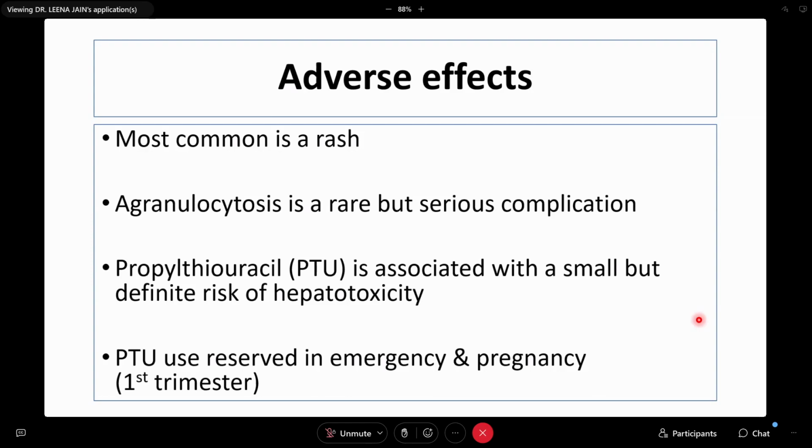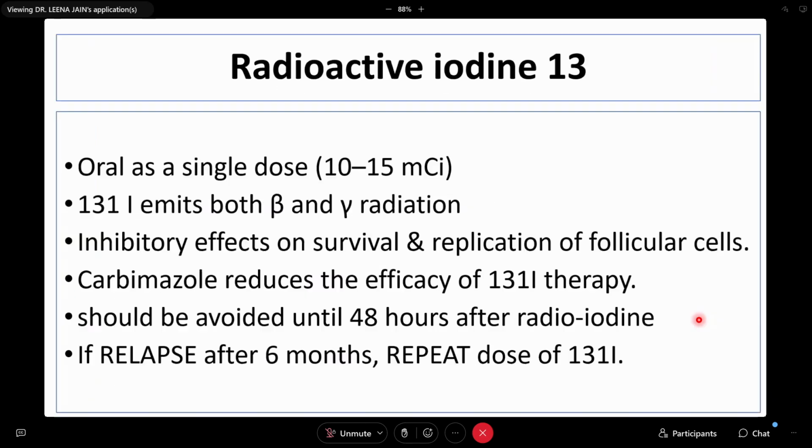Then agranulocytosis is a rare but a serious complication. Then propylthiouracil is associated with a definite small risk of hepatotoxicity. Propylthiouracil mostly is a reserved drug in cases of emergency and in pregnancy in cases of first trimester.